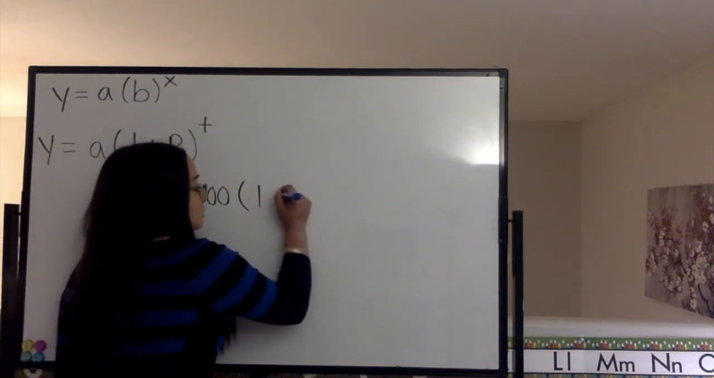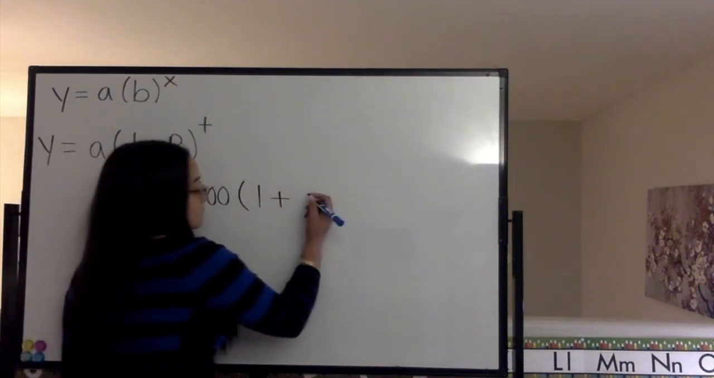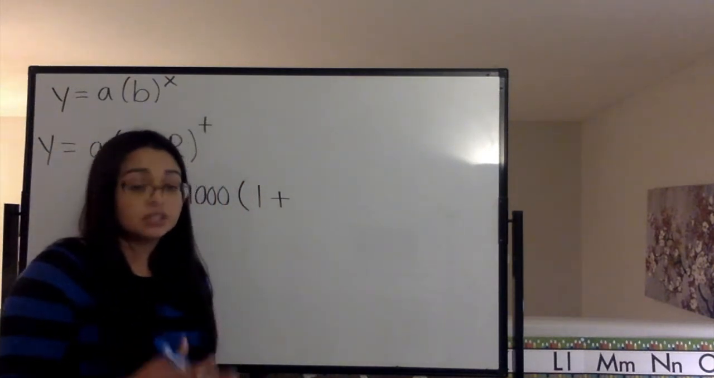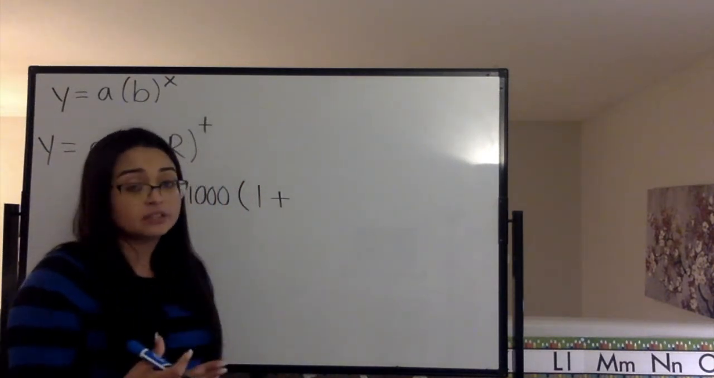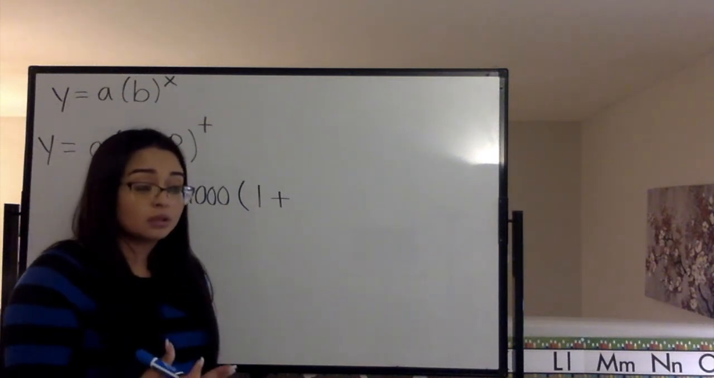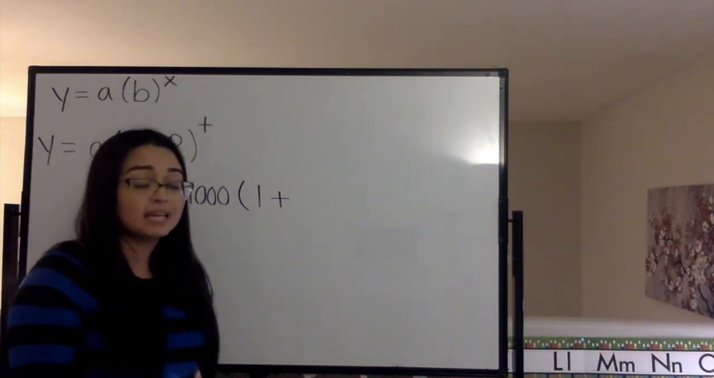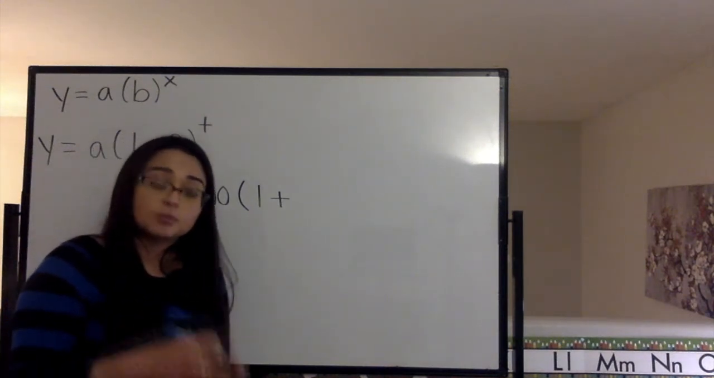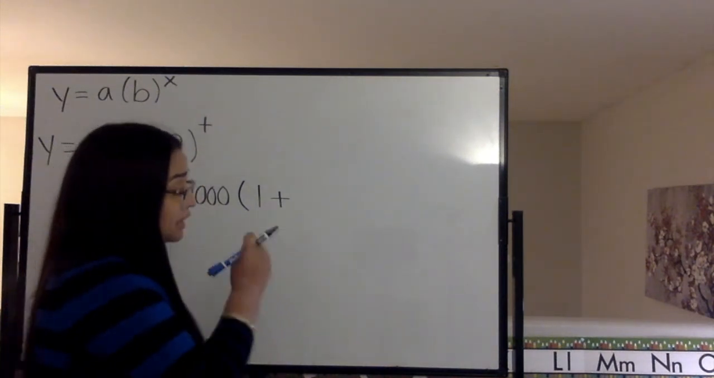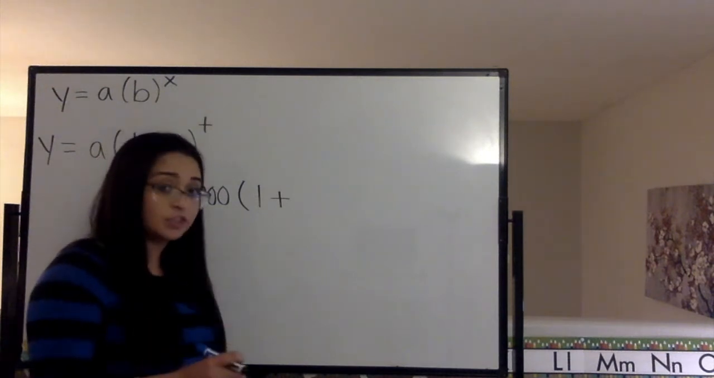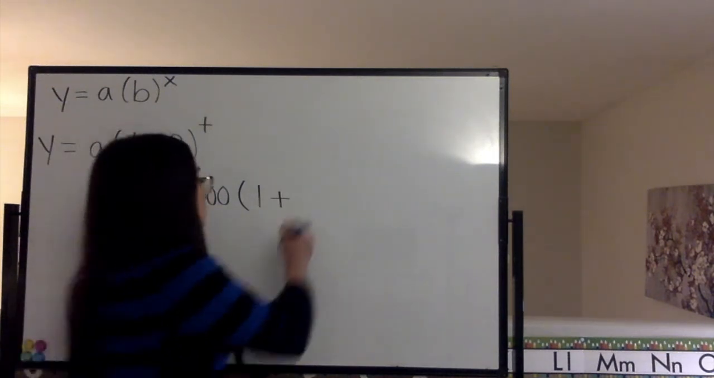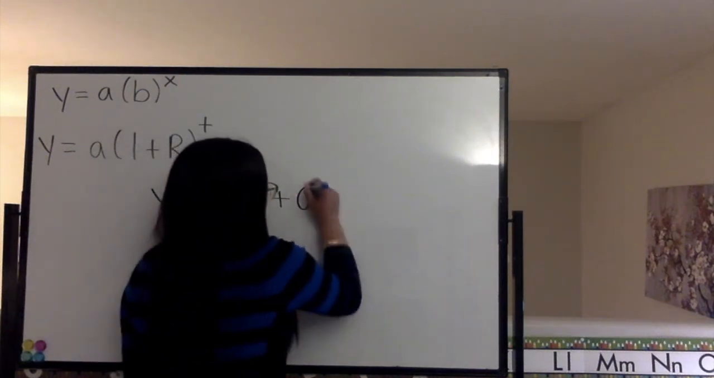1 plus r, which is the rate of change, which we know that each year the bunnies grow at an 8%. Now, 8% in decimal form is 8 divided by 100, and if you go ahead and do the math or plug it into a calculator, it will give you 0.08.